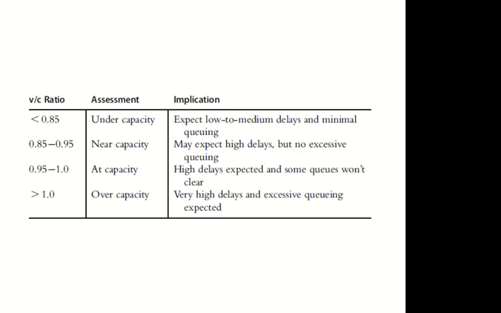How do you find out the status of the intersection? Based on volume capacity, these are the ranges we follow. More than 1 is obviously oversaturated. Volume is more than capacity. 0.95 to 1 is very close to capacity, almost capacity. 0.85 to 0.95 is near to capacity, and less than 0.85 is considered under capacity. So for less than 0.85, we will feel safe.